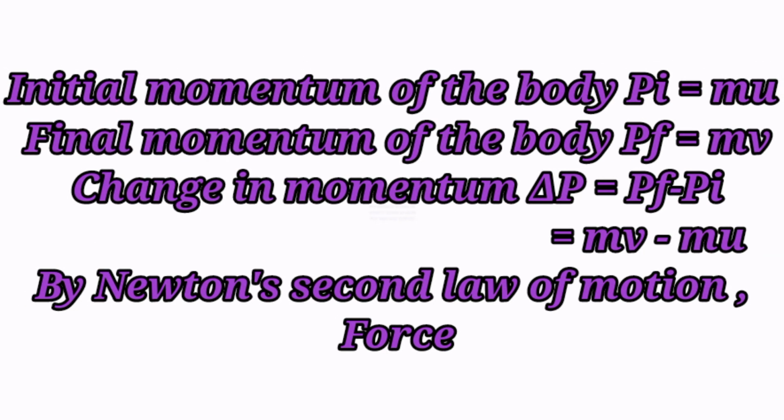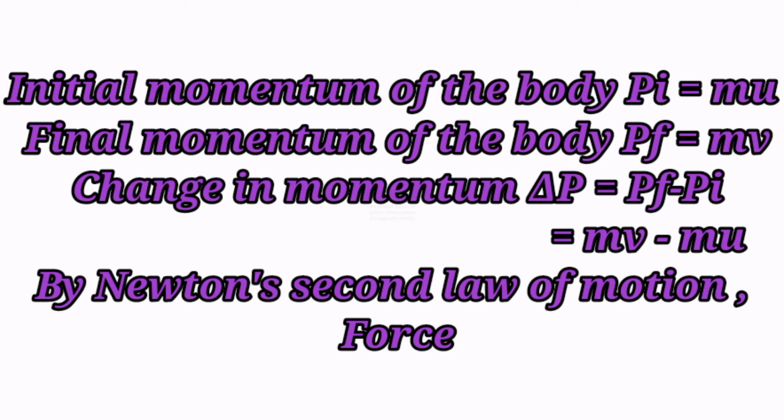Initial momentum of the body Pi is equal to m into u. Final momentum of the body Pf is equal to m into v. Change in momentum delta P is equal to Pf minus Pi, which is equal to mv minus mu.